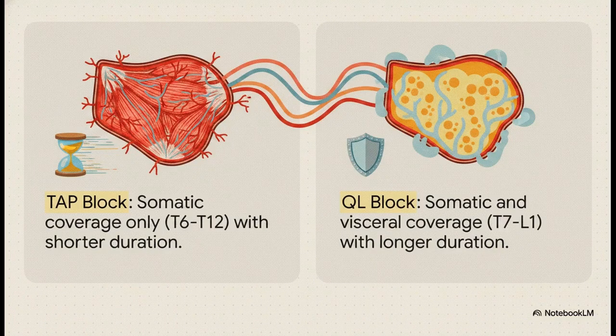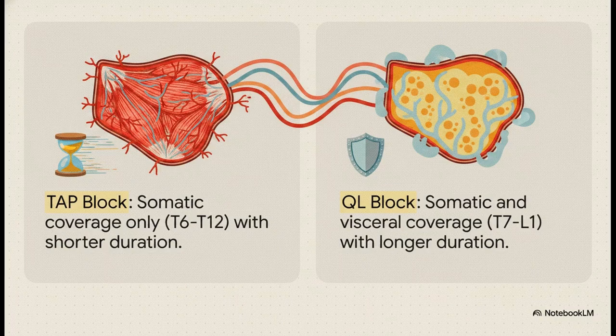So, let's address the elephant in the room. Why go through the trouble of a QL block when we can all do a TAP block in our sleep? Let's look at the hard clinical differences. The standard TAP block is a fantastic tool, don't get me wrong, but it is strictly limited to somatic coverage, generally capturing the anterior abdominal wall from T6 down to T12. Furthermore, because you are injecting into highly vascularized, active muscle planes between the internal oblique and the transversus abdominis, your local anesthetic is cleared relatively quickly. The pharmacokinetics work against you.